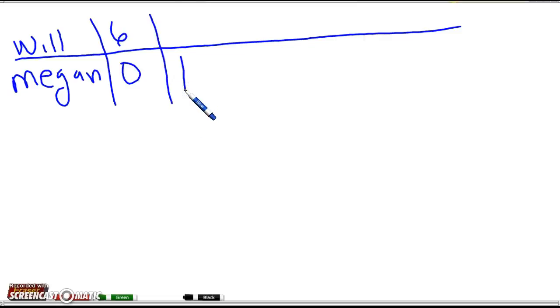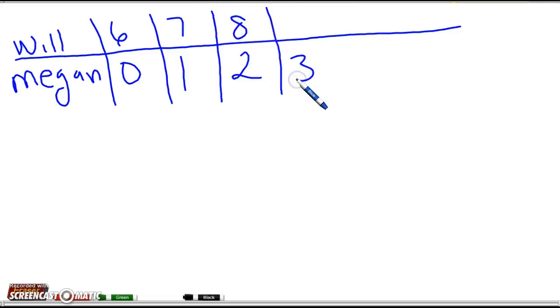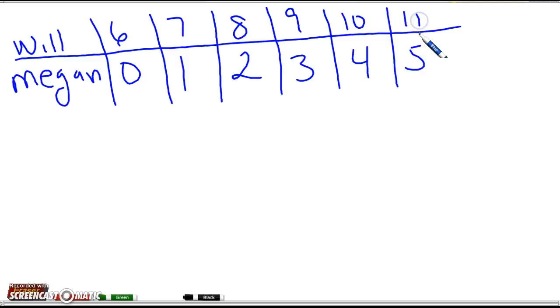After her first lap, Will is at 7. After her second lap, Will is at 8. After her third lap, Will is at 9. And after her fourth lap, Will is at 10. And after her fifth lap, Will is at 11. So there's my chart. And so it's my table.